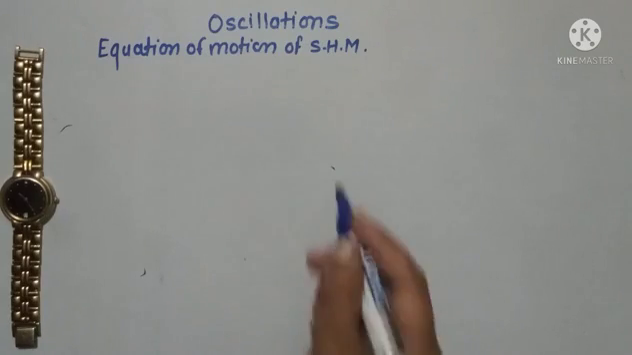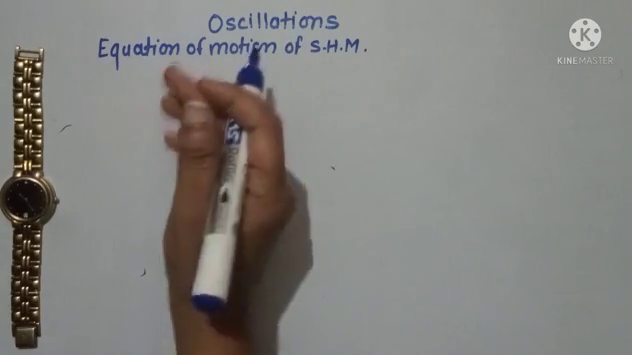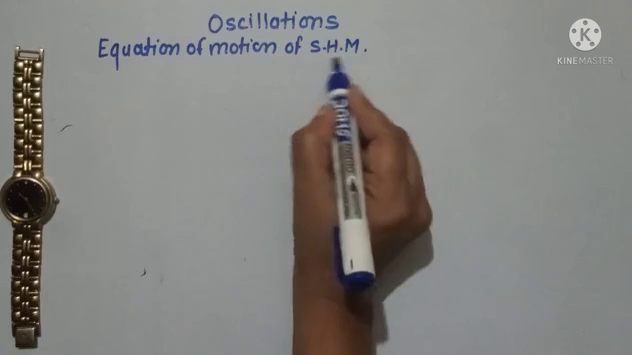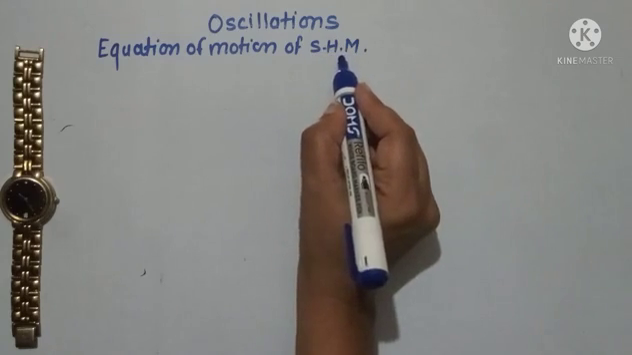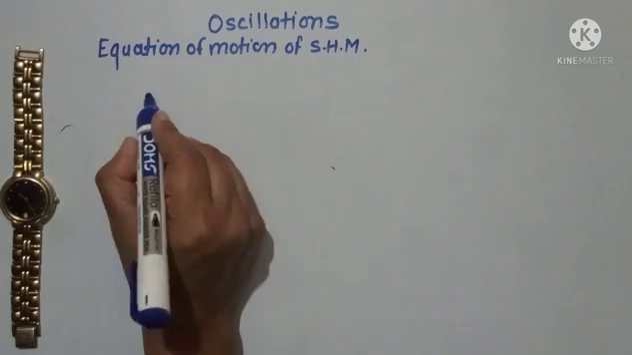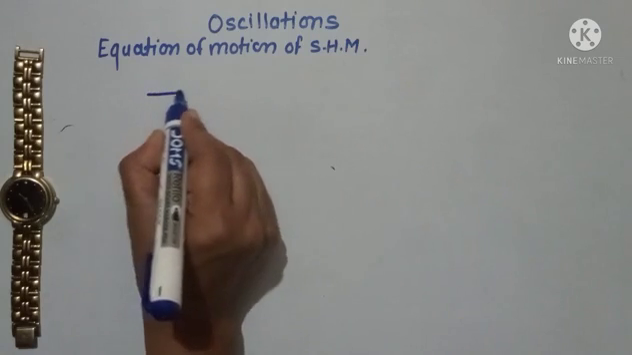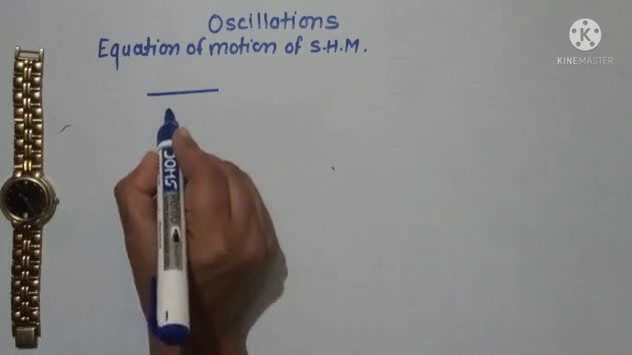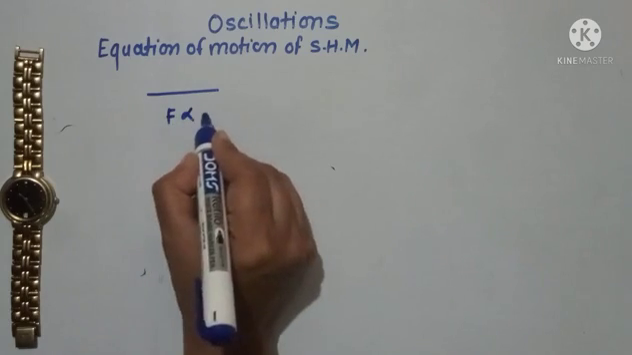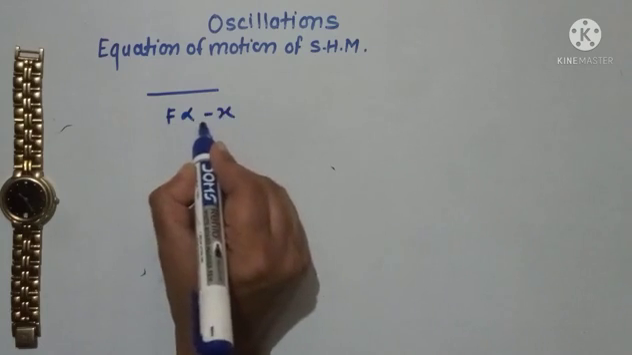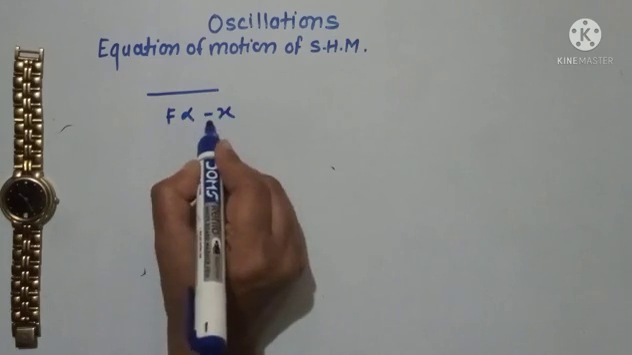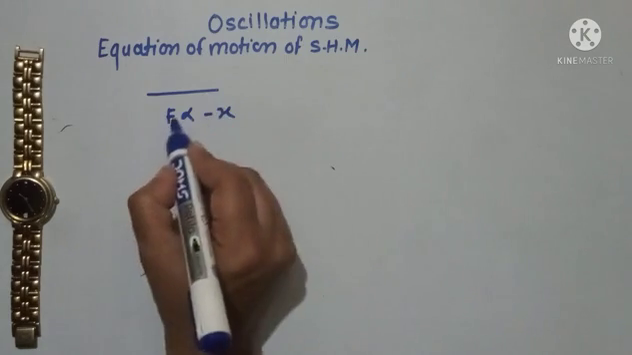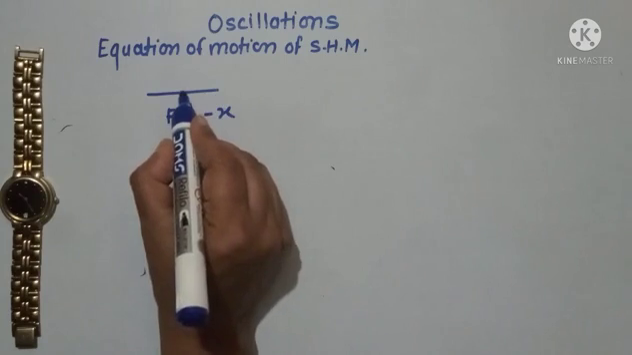We have started with the unit oscillations, and in a previous lecture we have seen what a simple harmonic motion is. Simple harmonic motion is a linear motion of a particle in a back and forth direction, in which the restoring force is directly proportional to the displacement, and it is always directed in the opposite direction to the displacement, or this force is always directed towards the mean position.